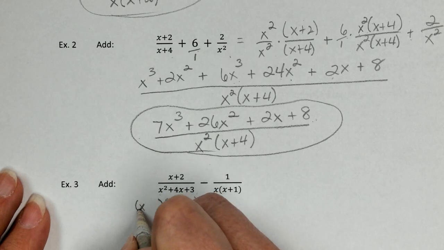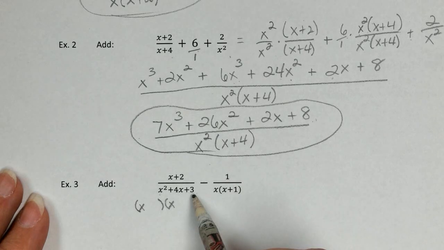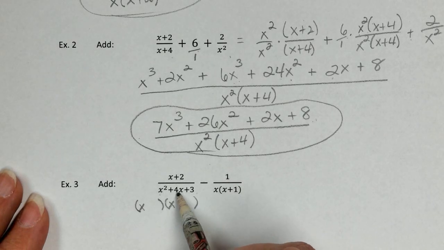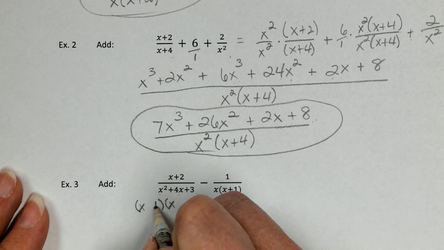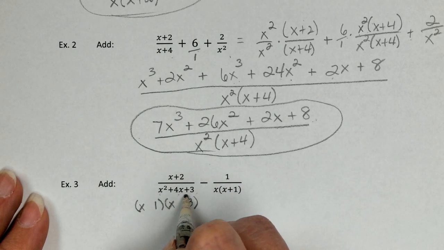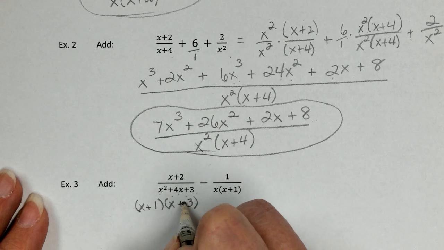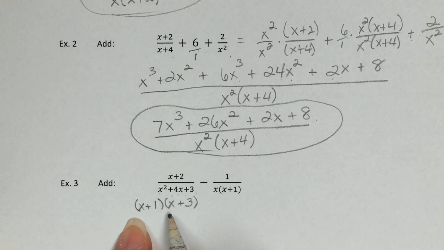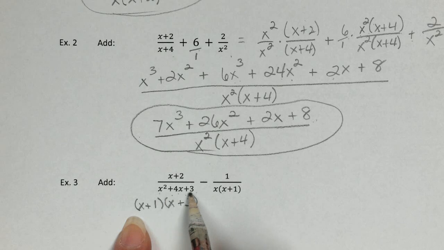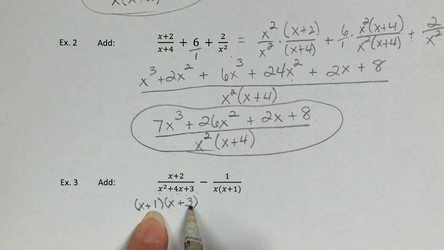X squared means I have an x in the beginning of each of my set of parentheses. I need factors of 3 that add up to 4. Well, there's only one way to factor 3. It's 1 and 3. They both have to have the same sign because of this plus. That sign has to be positive because of that middle term being positive. And so if I FOIL what I've written here, I should get that denominator. X squared plus 3x plus 1x is plus 4x, and then plus 3.